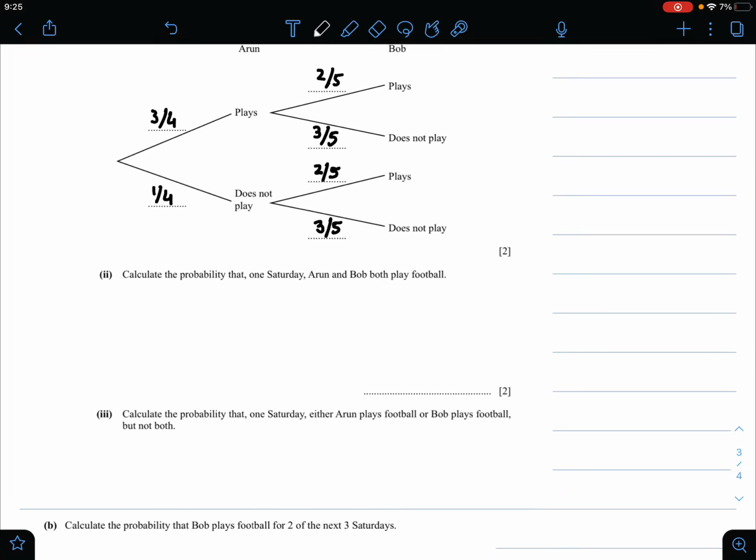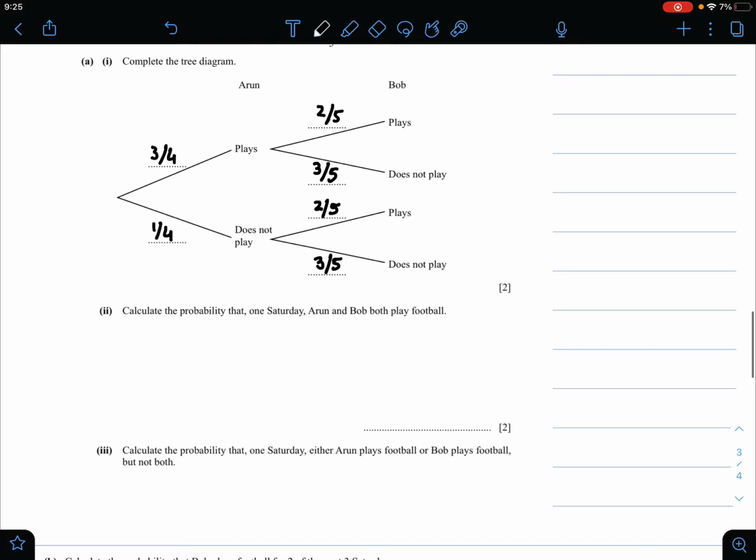Calculate the probability that one Saturday Arun and Bob both play. So two separate events. When you say they both play, that means Arun and Bob will play. So since it's an and, you need to multiply it. So 3 by 4 multiplied by 2 by 5. These are the probability of both of them playing. So therefore you just simplify this and you will reach the answer as 3 by 10. So this will be your final answer for part A2.